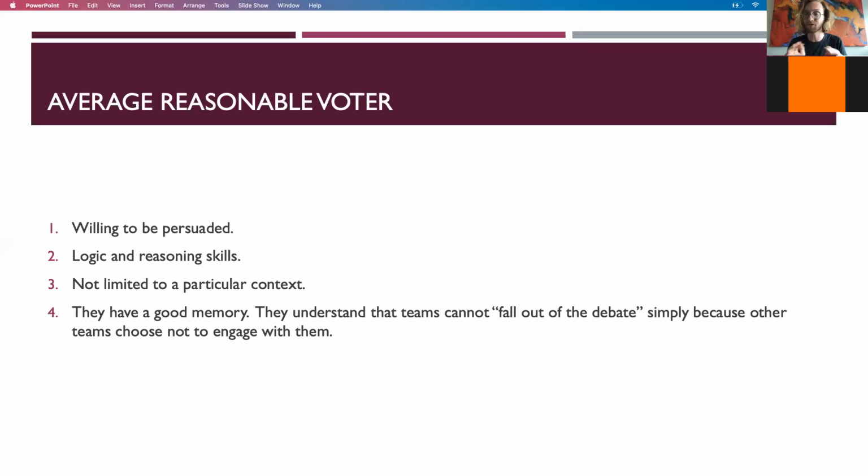So the average reasonable voter is potentially not someone who could go to the top room of this tournament and suddenly understand all of the arguments incredibly clearly. But luckily, you have much stronger logic and reasoning skills than the average reasonable voter. And so you use those logic and reasoning skills to their fullest extent.